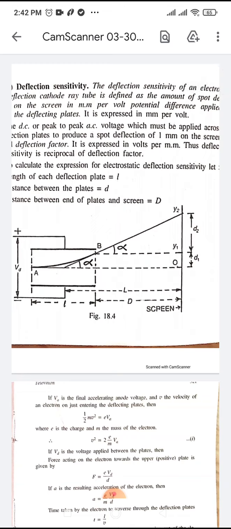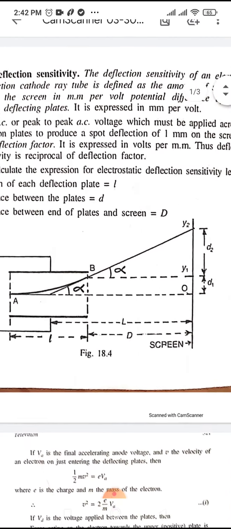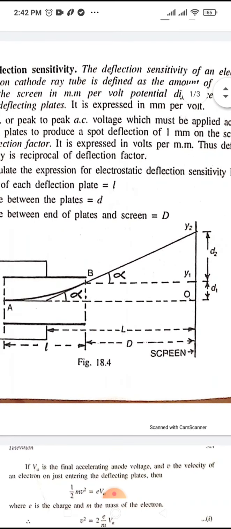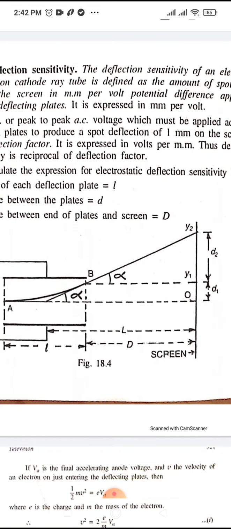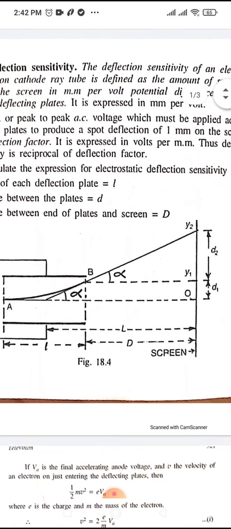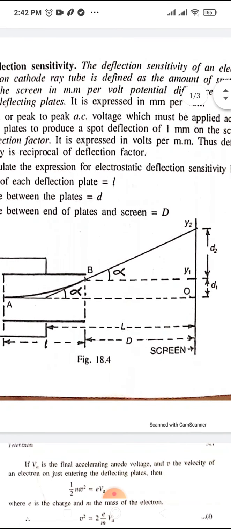Deflection sensitivity of an electrostatic deflection cathode ray tube is defined as the amount of spot deflection on the screen in mm per volt potential difference applied between the deflecting plates. It is expressed in mm per volt.